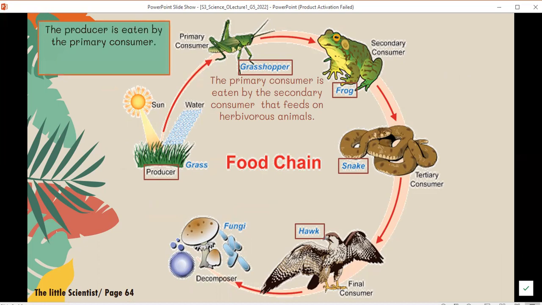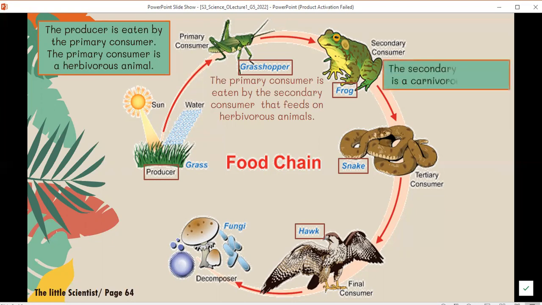After the producer, we have the consumer number one. The consumer number one is also called primary consumer. It is a herbivorous animal. It is an animal that can eat the plant that's coming before in the first place, which is the first link in the food chain. So producer, primary consumer, secondary consumer, which is consumer number two. It eats consumer number one.